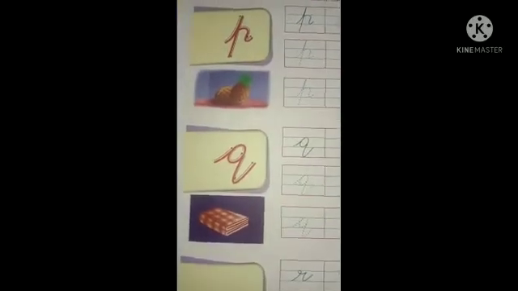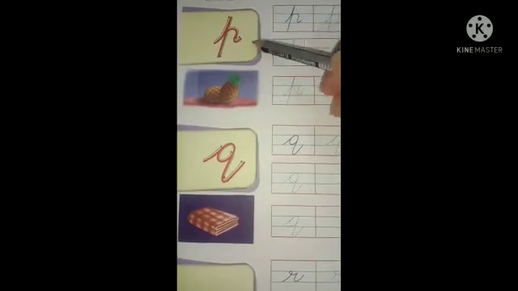So students, today we will learn small cursive letter P, Q, and R, how to write these three letters. First, let's see how to trace and write letter P. P pa, pineapple. Now keep your pencil here. We start from the second blue line. From the second blue line to the first red line, we will make one slanting line.